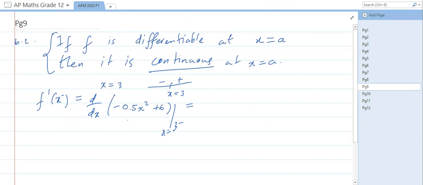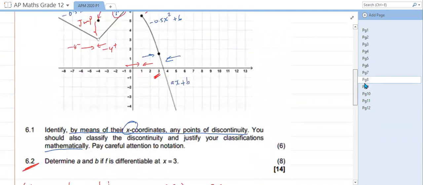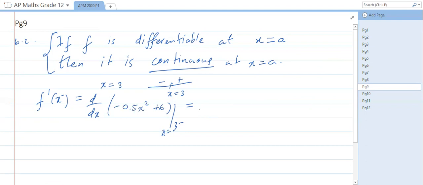Why the derivative of this function? Because it's differentiability from the left. So what is the function? Minus 0.5 x squared plus 6. Find the derivative of this. We're getting negative x evaluated at 3 from the left, which is equal to minus 3. To differentiate this, we're getting 2 times minus 0.5, which is minus 1 x, and then the derivative of 6 is 0, so minus x. At 3 from the left, we substitute 3, and we get this value, which is minus 3.